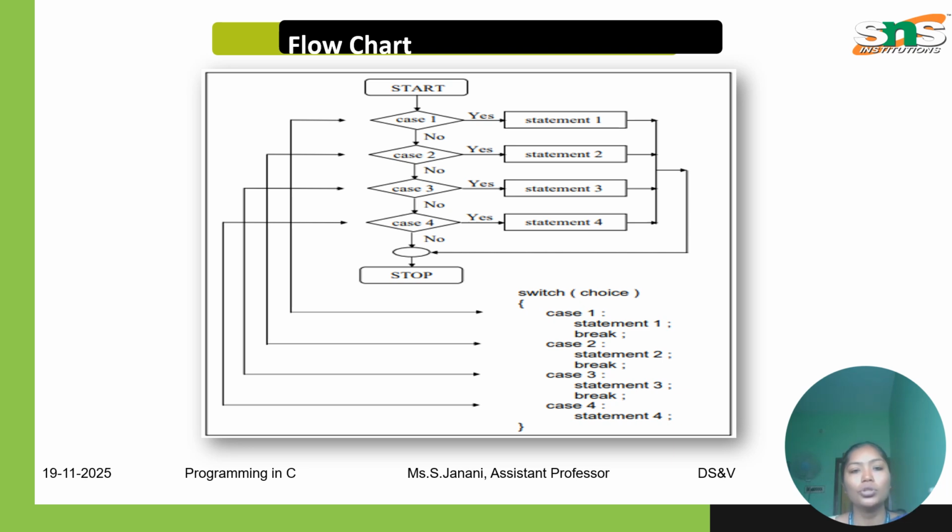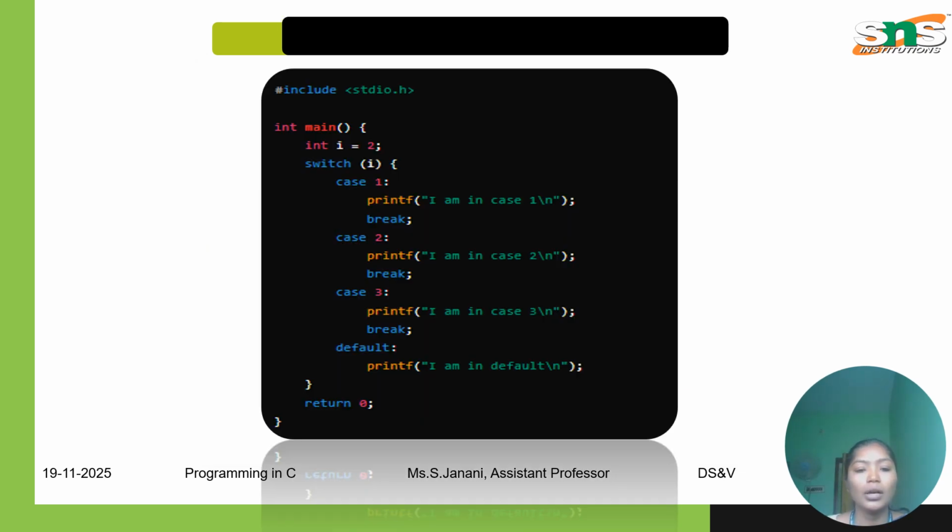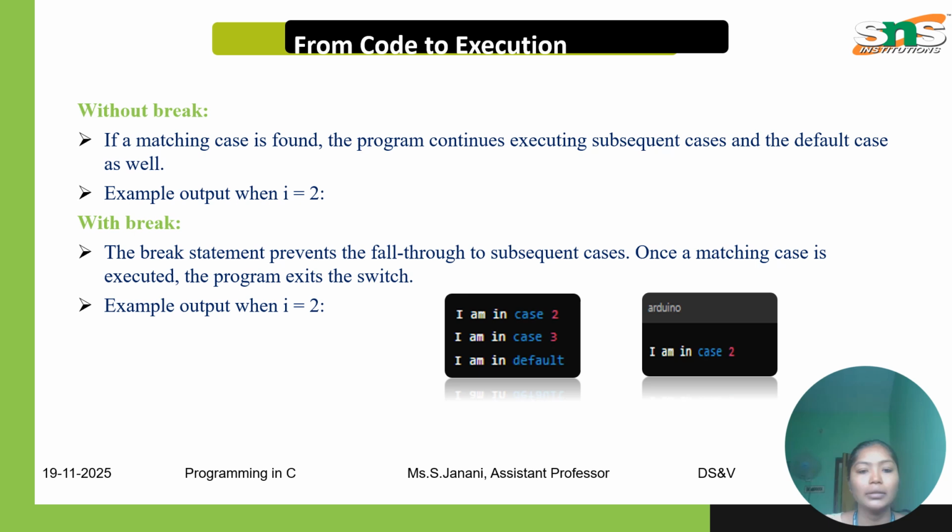So the choice is compared with the first case. It is checked, it is false, then the next case is checked, it is false, then control passes to the third. When the condition is true, then that part is executed. This is the output of the program for the switch statement, from code to execution.